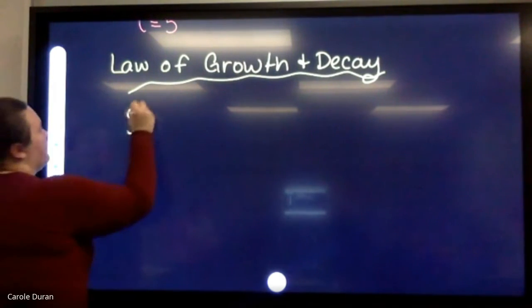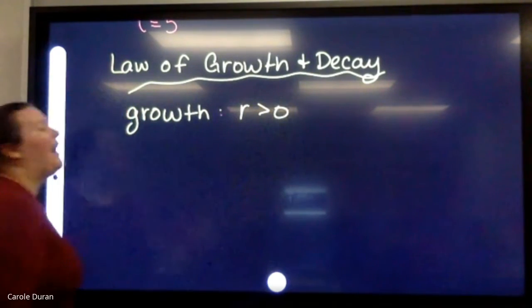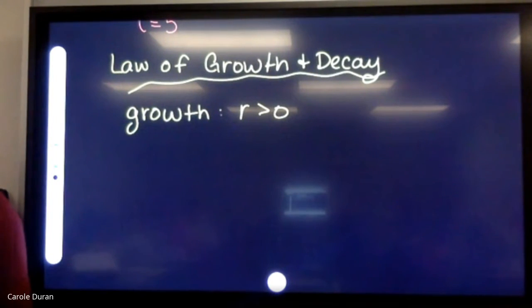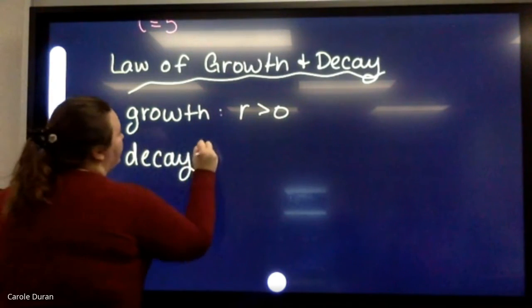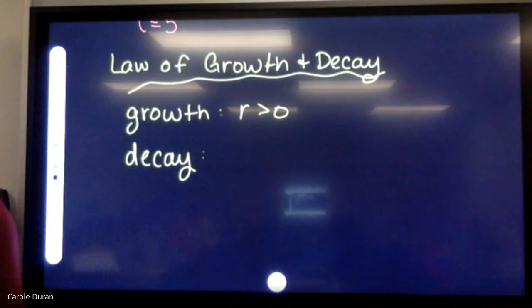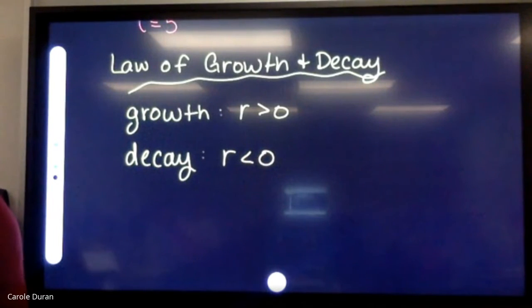So if it's a growth function, my r value is going to be positive. If it said it was growing by 6%, my r value would be a positive 0.06. If, however, it said that my value was decaying, I would use the negative of whatever the percentage is. So my r value is going to be less than 0. If I said I was decaying by 6% in this problem, I would use negative 0.06. So we just apply the negative in front of our decimal if it's a decay, and if it's growth, we keep it positive.